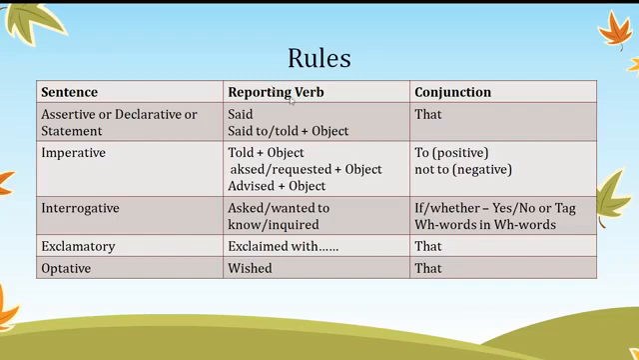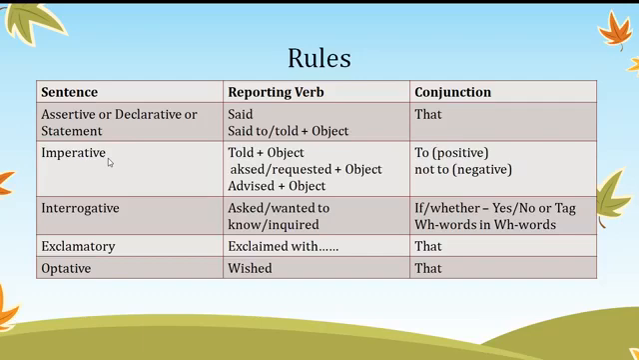For an imperative sentence, how do we change the reporting verb? Told plus object, asked or requested plus object, advised plus object. Why am I teaching you these 3? Because an imperative sentence means there are 3 kinds. What are they? One is command or order, number 2 is request, number 3 is advice.